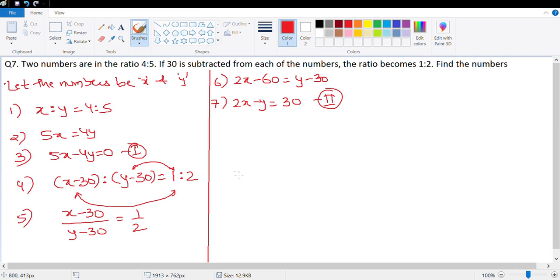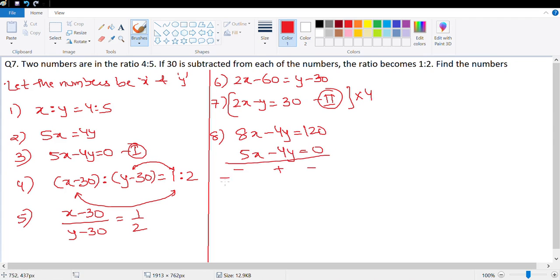So let's multiply the second equation with 4, and we have 8x minus 4y is equal to 120. That's correct. 8x minus 4y is 120, and the first equation was 5x minus 4y is equal to 0. Let's subtract. When we subtract, negative 4y plus 4y gets cancelled. 8x minus 5x, that's 3x is equal to 120, which means x is equal to 40.